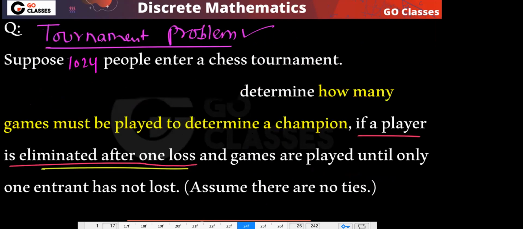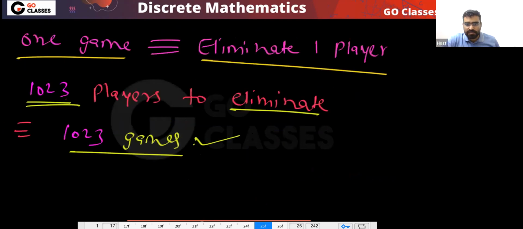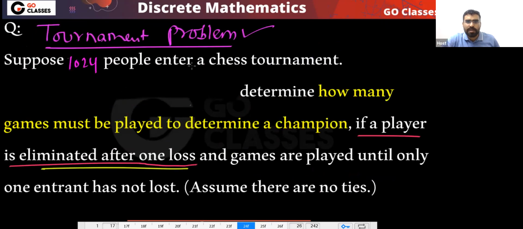So this is called the tournament problem, as I told you. In this tournament problem, first the definition must be given. This is a standard problem, but they will give you the definition. Once they give you the definition, which type of game they are playing, depending on that, you can solve.